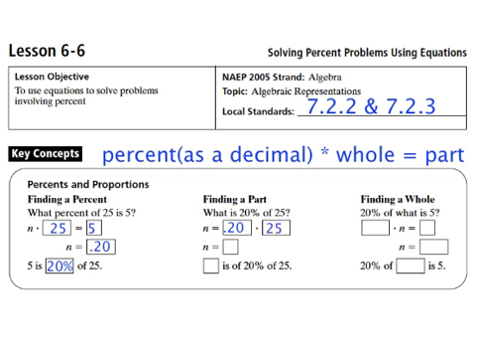Really, I wish they would have written the n, which is the part, to the right-hand side, just the way it's set up. And that's how we'll do the other examples. Well, 0.20 times 25 is 5. So 5 is 20% of 25.